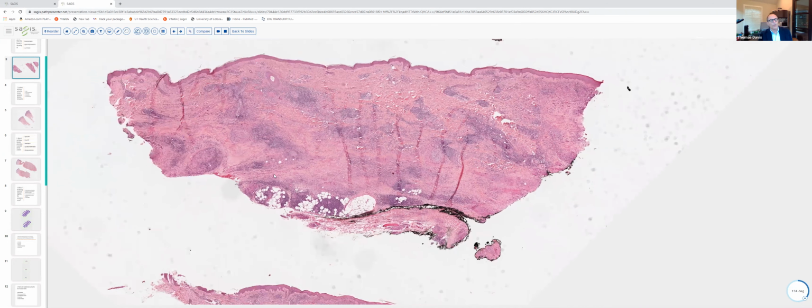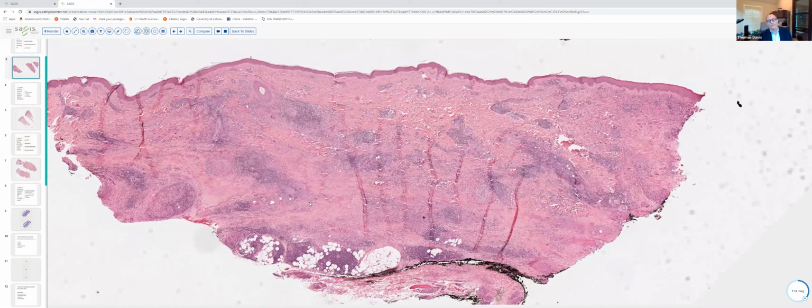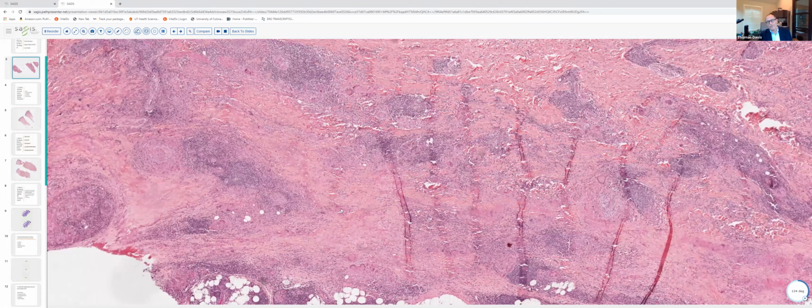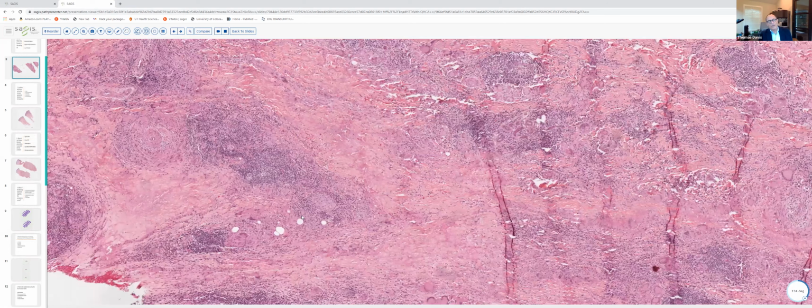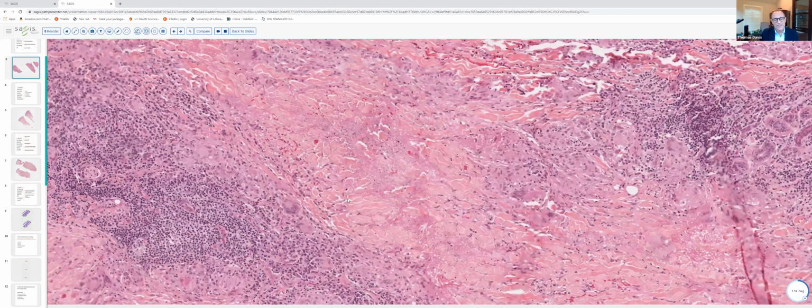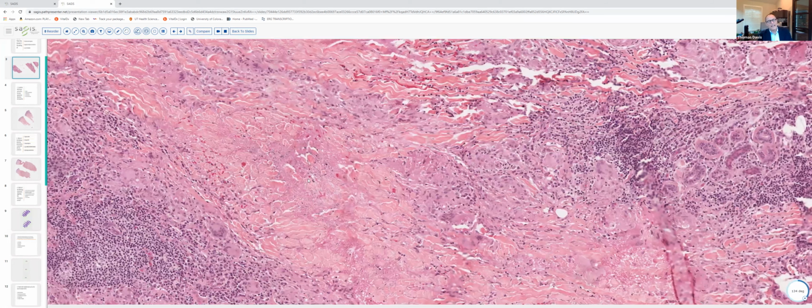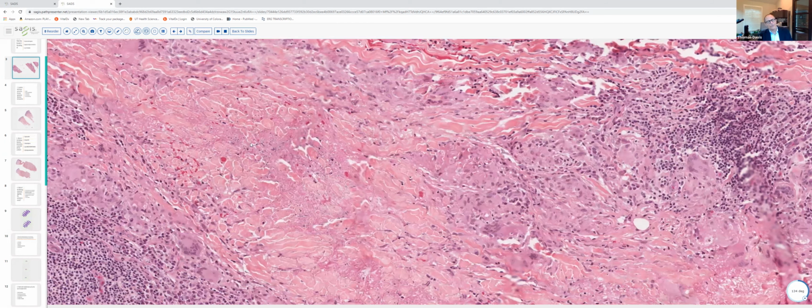Well, what do we have here? Well, I think as we move into higher power, you can see that we've got these broad intersecting zones of collagen degeneration. Some of them are a little bit X-shaped. And if we look at the collagen in this area, we can see that the fibers are a little bit smudgy. The collagen is clearly degenerating, a process that's sometimes referred to as necrobiosis. And there's a lot of neutrophilic nuclear debris here within the zones of degenerated collagen.